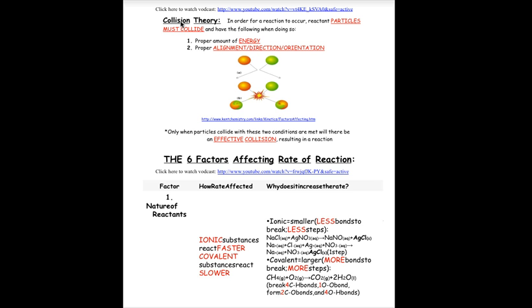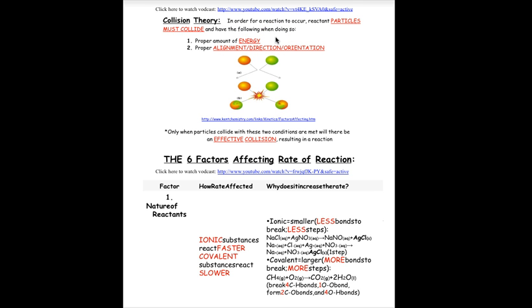occur. Just because you put reactants in a container together does not necessarily mean that they're going to actually react with each other. Sometimes it takes relatively little energy for them to react. Sometimes it takes a lot of input of energy for them to react. But in order for a reaction to occur, you must have what is called an effective collision. And an effective collision involves two things.